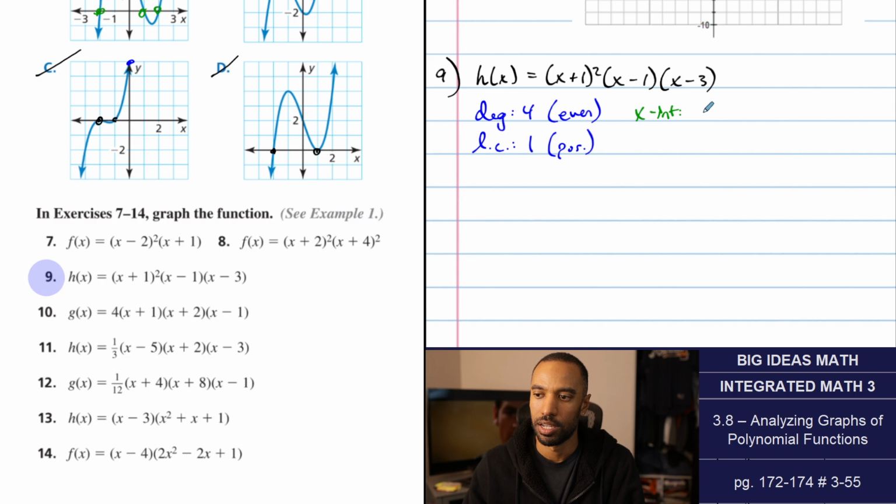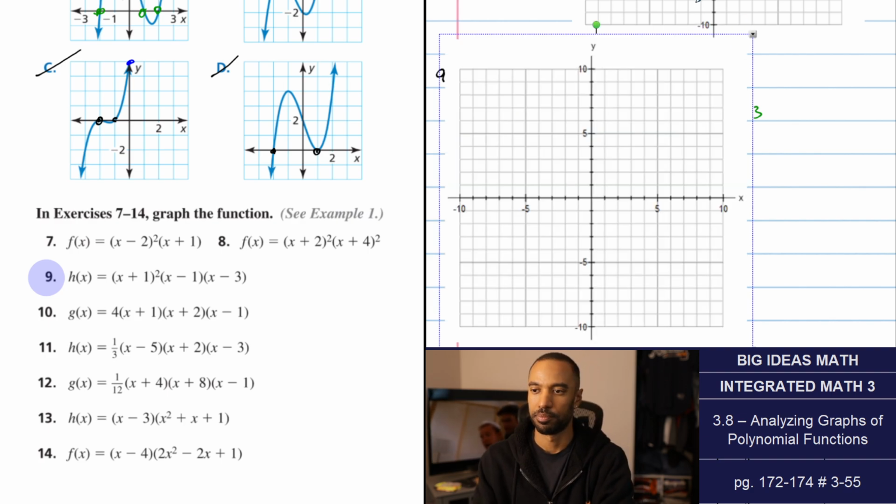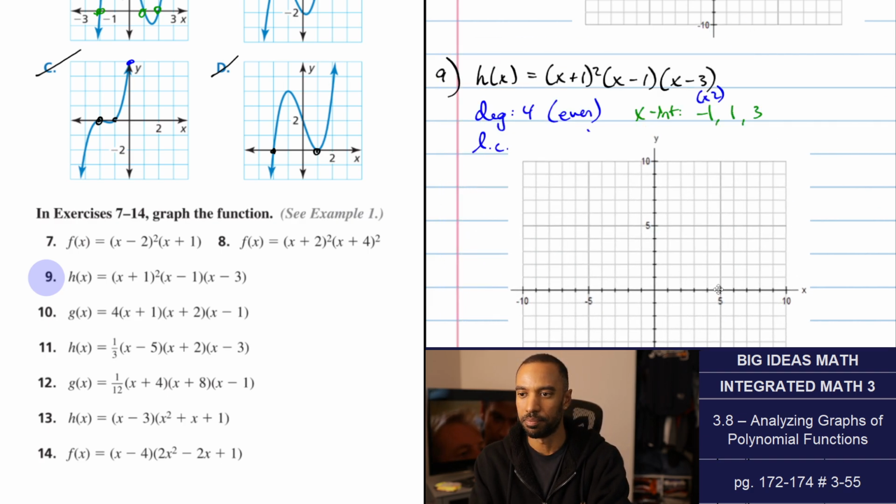X-intercepts are -1, 1, and 3. At -1, we have a multiplicity of 2. Once again, it's going to bounce off of that. The y-intercept, and there's always only one y-intercept. Plug in 0 for x in these. 1 squared is 1, times -1 is -1, times -3 is 3. So this graph, we can probably scale normally, as before.